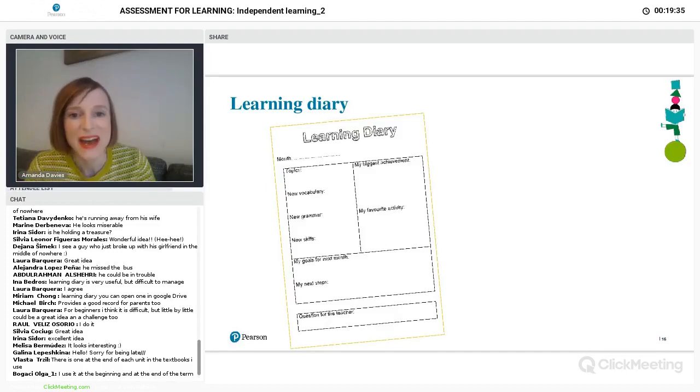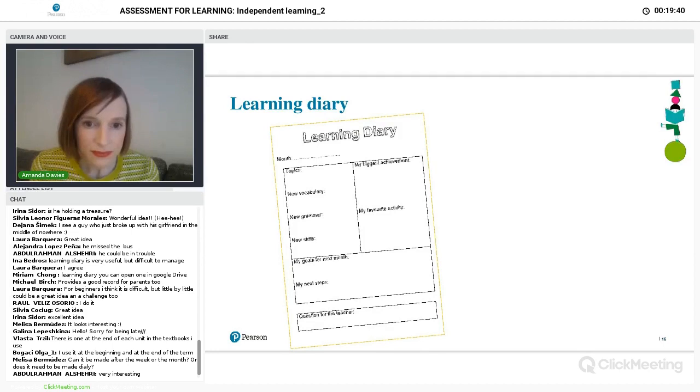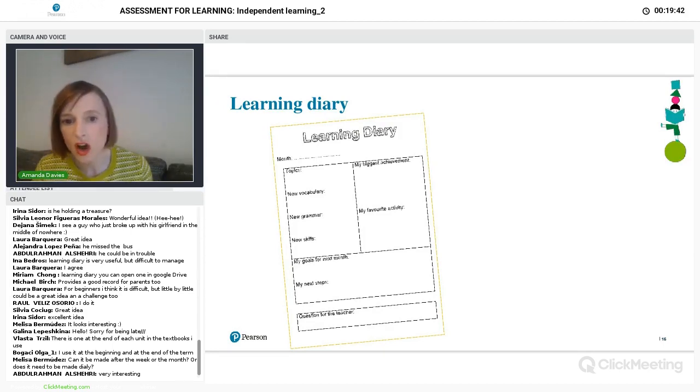they can be quite expressionless, let's say. There's a box at the bottom there where students can write about their goals, and then there's a space for students to ask a question to the teacher.